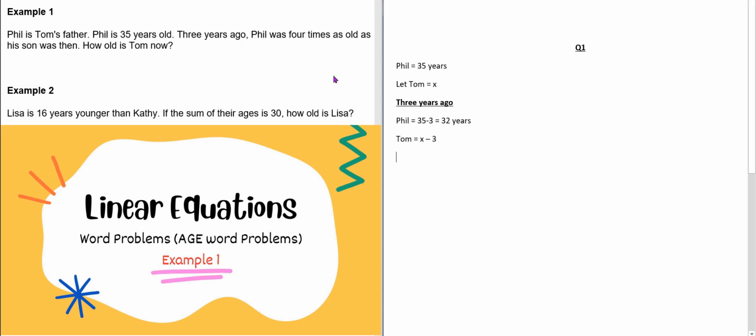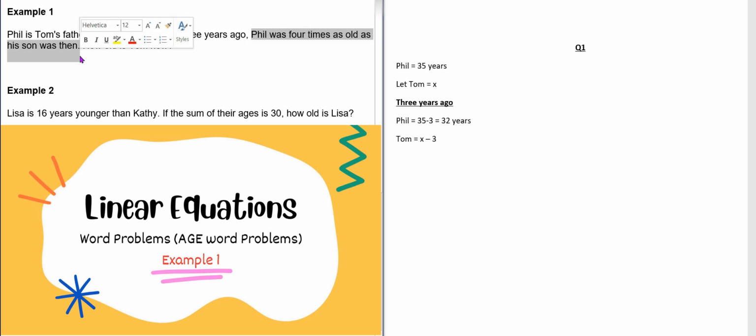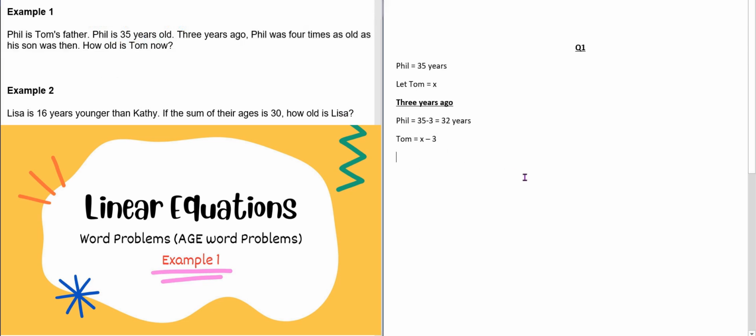Then we are moving on to the next statement, which says that 3 years ago, Phil was 4 times as old as his son was then. As you can see from what I've highlighted on the left, Phil was 4 times as old as his son was then. So we are going to use the same English statement to write our equation.